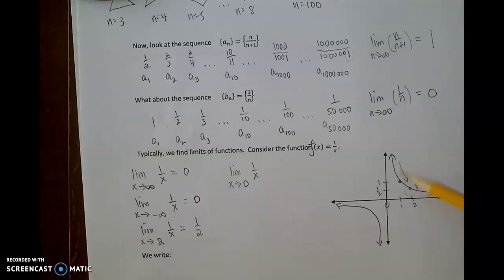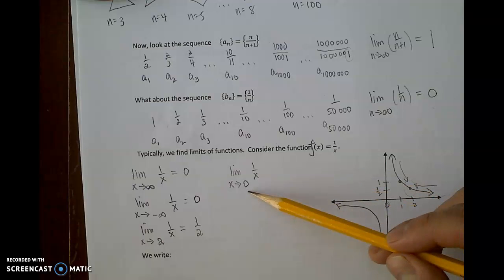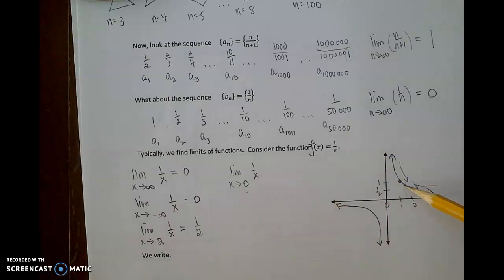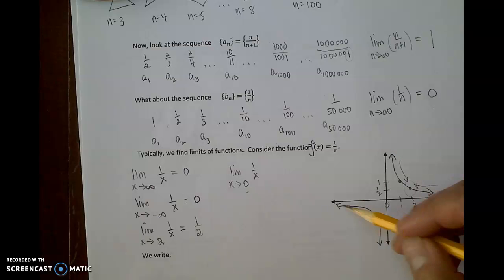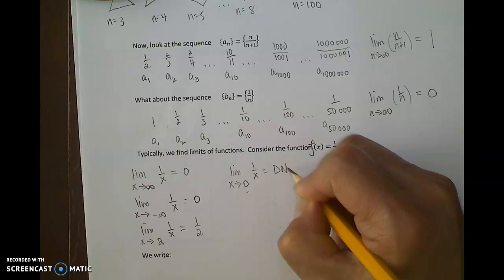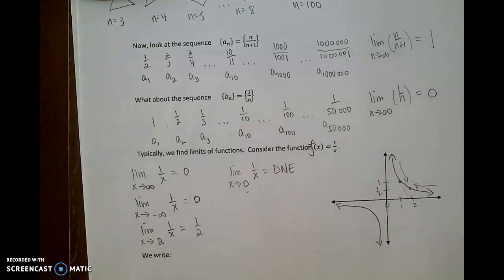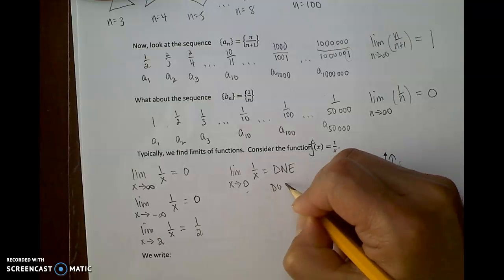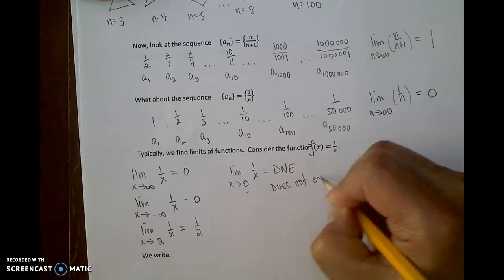As we approach 0 from the right, we're going to positive infinity. Approaching 0 from the left, we're going to negative infinity. Because those are two different values, the limit for this function is DNE, which represents does not exist.